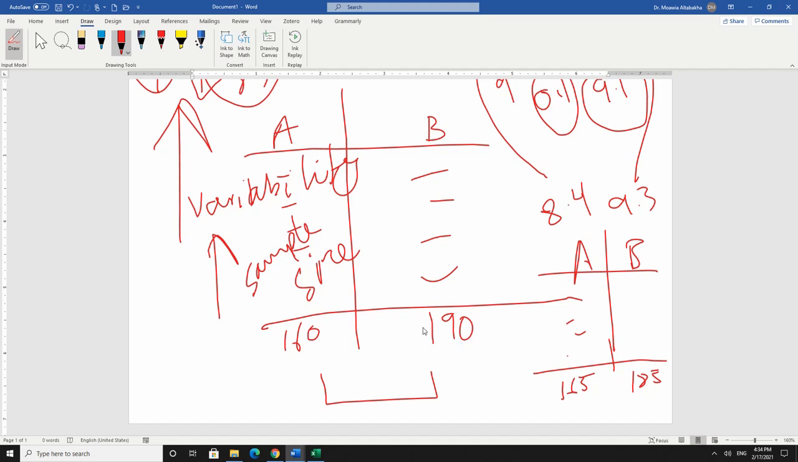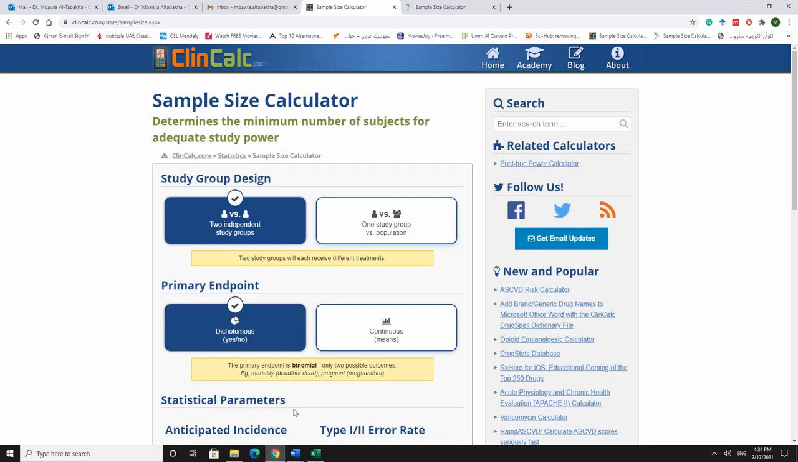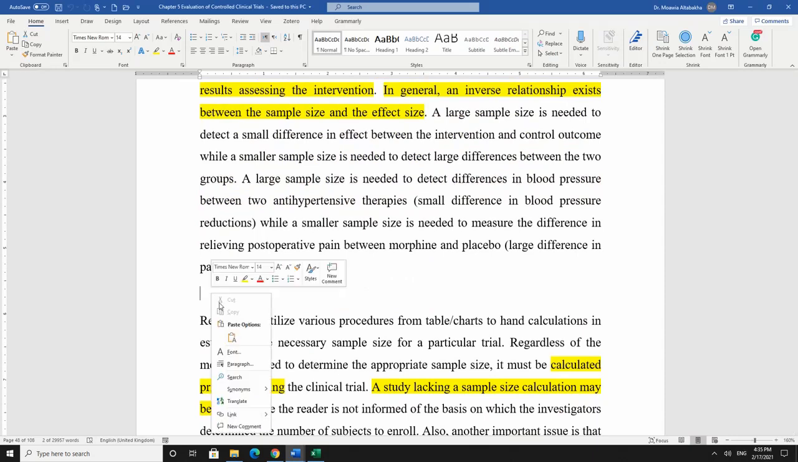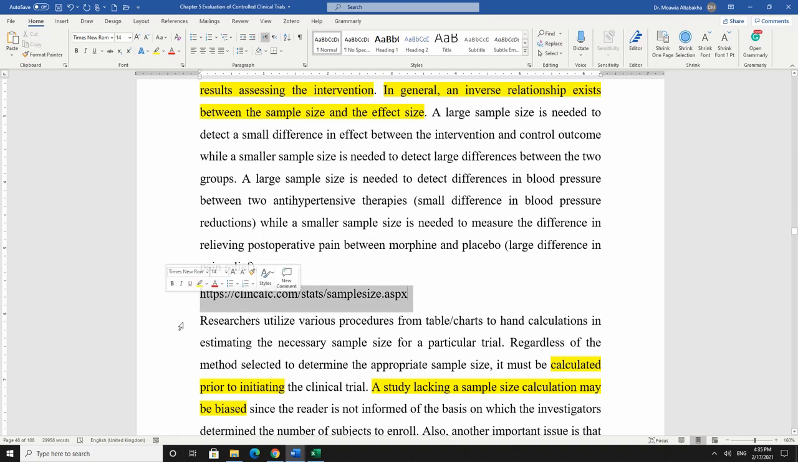Now there are equations to calculate sample size, but fortunately, there are also websites that can help you calculate the sample size, and I will take you to that. Okay. The first one is clincalc.com, and let me just type it here for you so you can see it. This is one. Okay, it's this one.